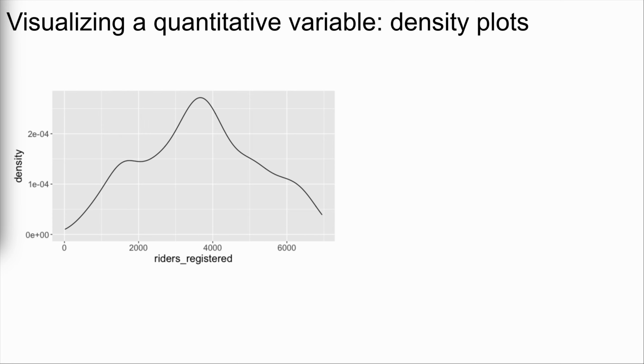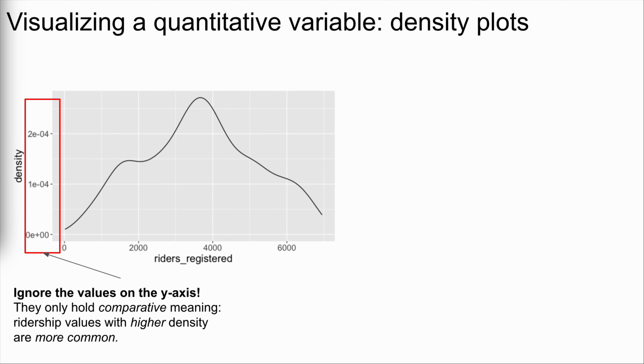Consider one last way of plotting this same data, density plots. Simply put, density plots are a smooth version of a histogram. When interpreting a density plot, it's important to focus on the big themes. For example, ignore the values on the y-axis. These don't mean anything on their own. Rather, they hold comparative meaning. Specifically, ridership values with higher density are more common. For example, the density curve is higher for values around 4,000 than for values around 0. Thus, we're more likely to observe around 4,000 riders than we are to observe around 0 riders per day.